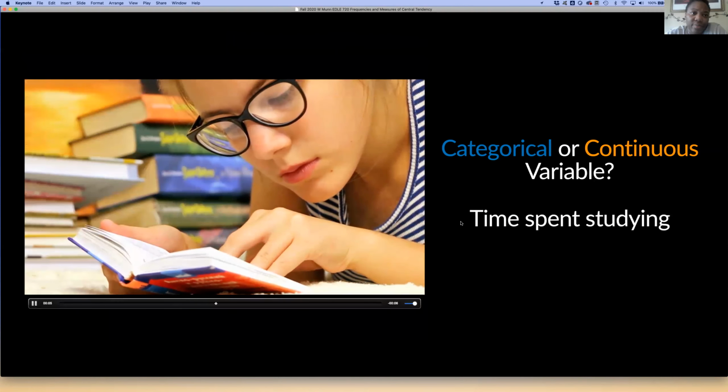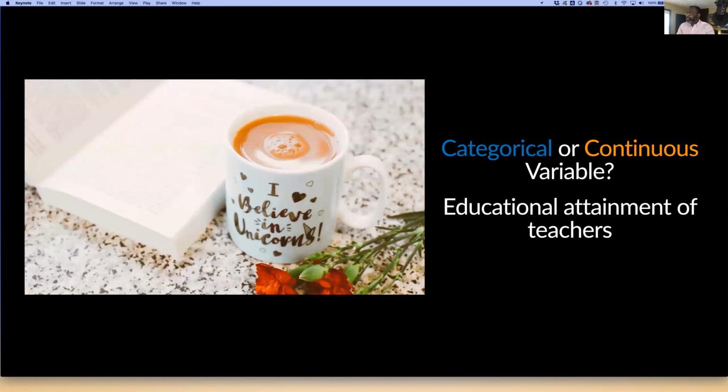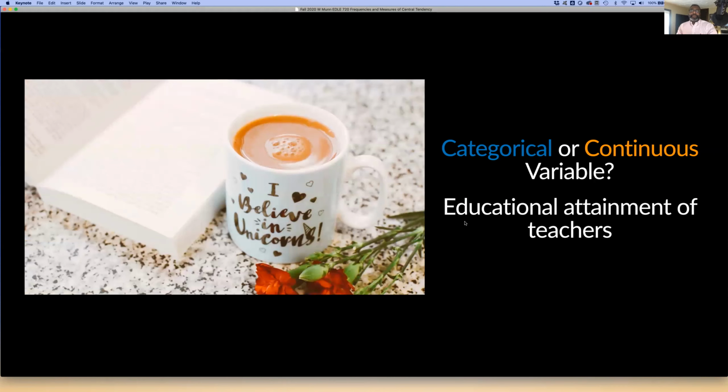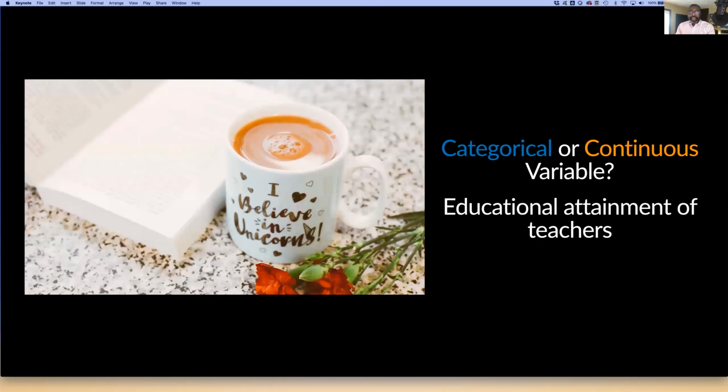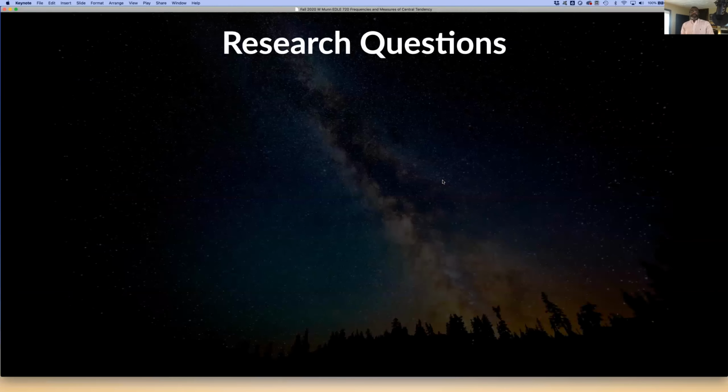Time spent studying? Continuous. Absolutely. Continuous all the time. Educational attainment of teachers. Continuous. Oh, categorical. It depends on how it is. You could have college educated, master's degree, doctoral. What's that going to be? Categorical. But if we're doing it by years of school, then what would that be? Continuous. Absolutely.